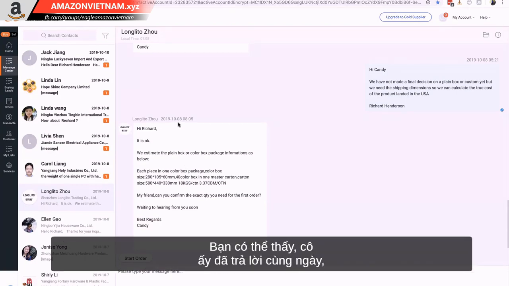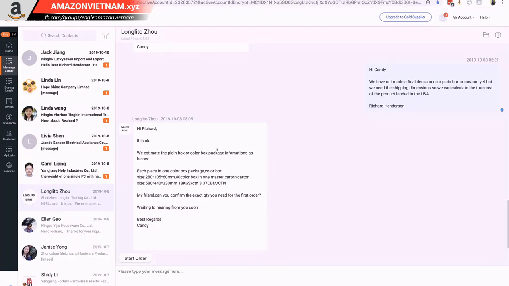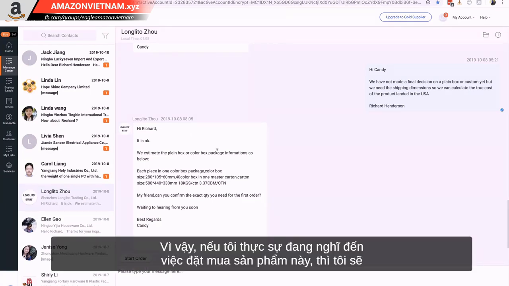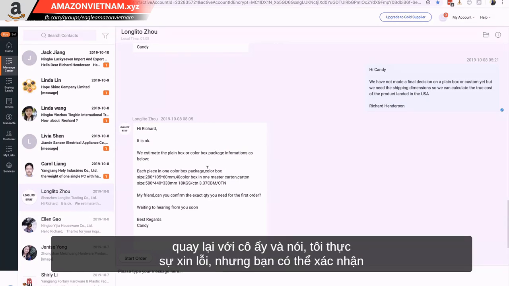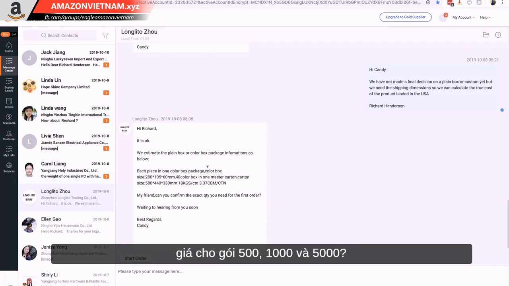But again, she was responsive. You can see she responded the same day. In fact, 3 hours later, which is pretty impressive. So if I was actually thinking about ordering this product, then I would go back to her and say, I'm really sorry, but could you confirm the prices for a 4-pack at 500, 1,000 and 5,000?